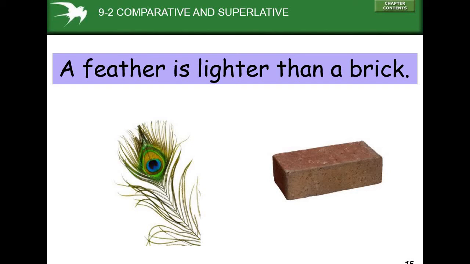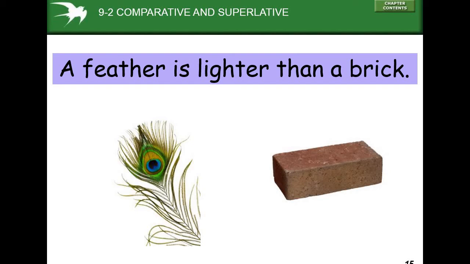So here on your screen you can see a sentence. A feather is lighter than a brick. So here what is the degree of comparison? Which one tells us the degree of comparison? A feather is lighter than a brick. What are the two nouns compared here? A feather and a brick. Two are the objects, two are the nouns we say.